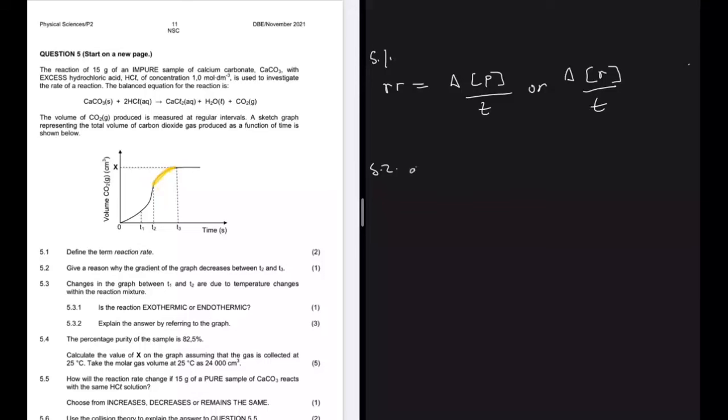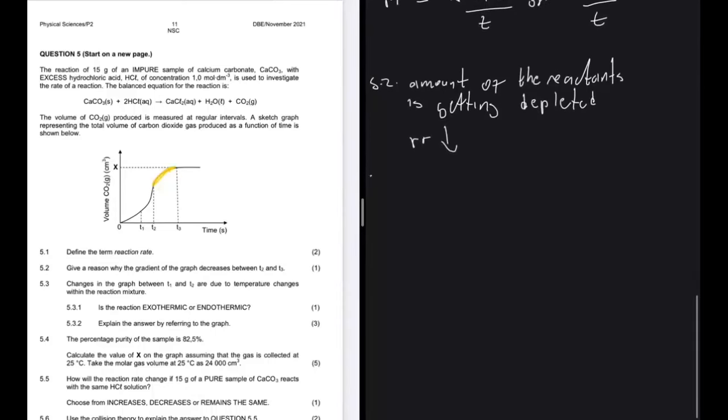So the amount of the reactants is getting depleted, and as a consequence the reaction rate is going down. And then we can move to 5.3.